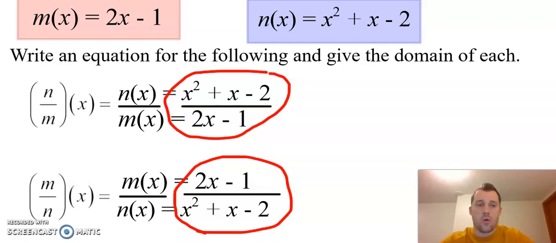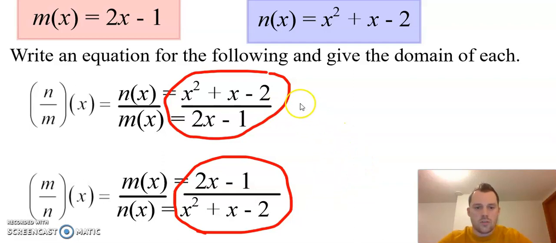So in this video, we are going to talk about the domain for what we got in the quotient combination of our two functions here. So we looked at m of x and n of x, if we've got these two different quotient combinations, we got our answers here. Now we're going to evaluate what the domain is and how that changes from our original functions.